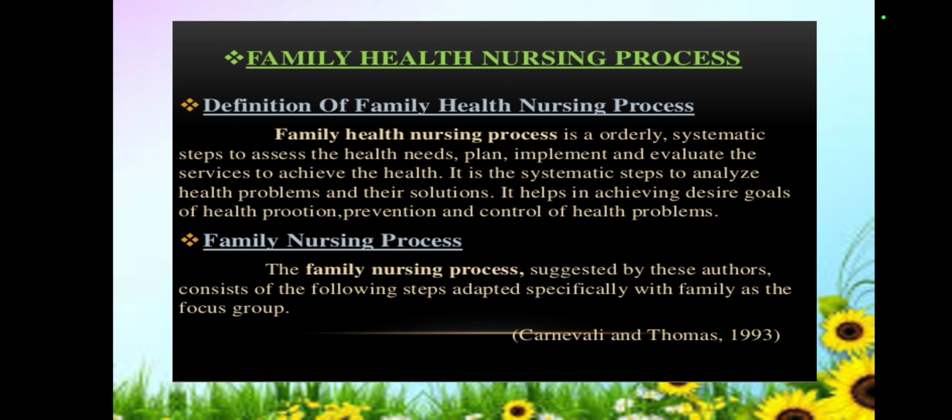Okay, so ano po ang ating family health nursing process? So, family health nursing process is an orderly, systematic steps to assess the health needs, plan, implement, and evaluate the health services to achieve the health. It is the systematic steps to analyze health problems and their solutions. It helps in achieving desired goals of health promotion, prevention, and control of health problems. So, it is suggested by the author of our book, si Saunders, na it consists of the following steps adopted specifically with the family as the focus group.